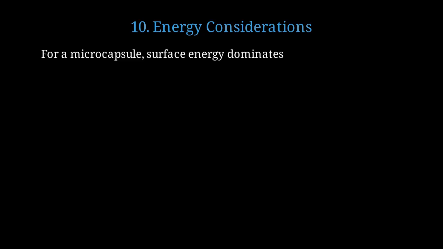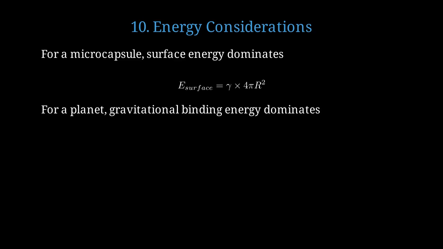Let's examine the energy involved in creating and maintaining these structures. In a microcapsule, the dominant energy is surface energy stored in the stretched membrane. Surface energy equals gamma times 4 pi r squared. It scales with surface area. For a planet or star, gravitational binding energy is the dominant form, representing how much energy would be needed to disperse all the mass to infinity. Gravitational binding energy is approximately negative G M squared over r.